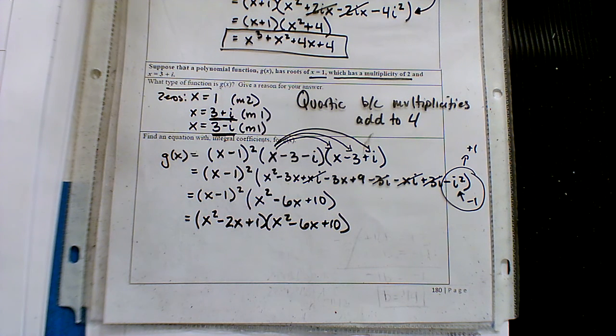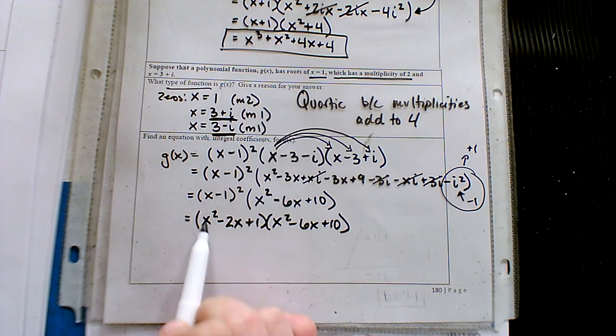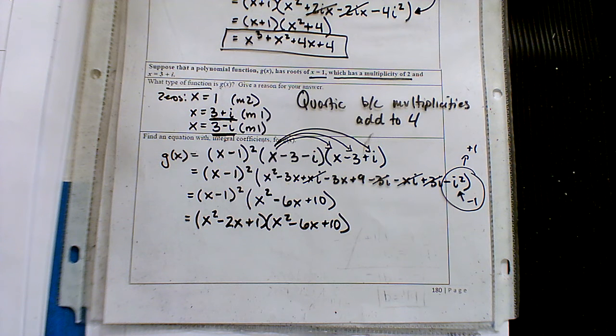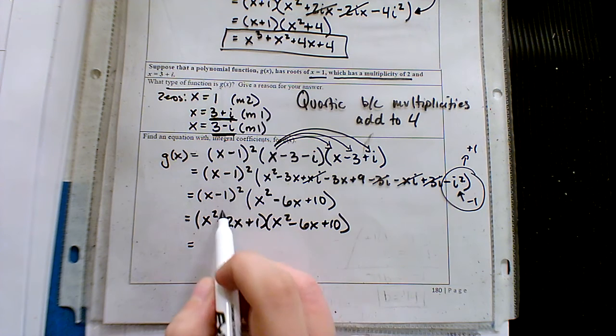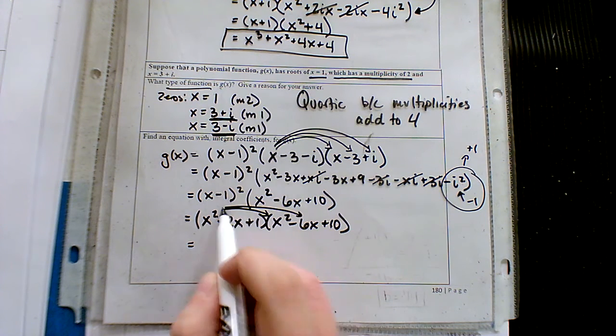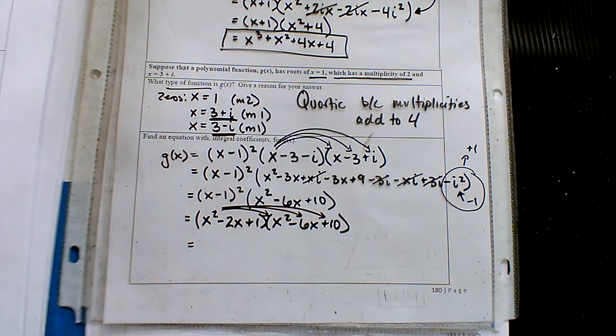So we expanded the x minus 1 squared, we expanded the imaginaries, and now we just have to bring those together and multiply what's left. So we're still not quite done yet, but it's multiplication. I know it's stuff that you guys can do. It's just going to take some time, but I know we can do it. So more distribution. Let's bring in the x squared into everything, and then the negative 2x, and then the positive 1.